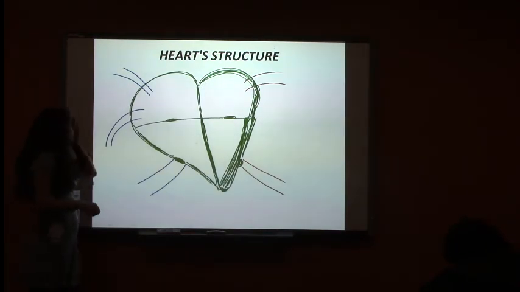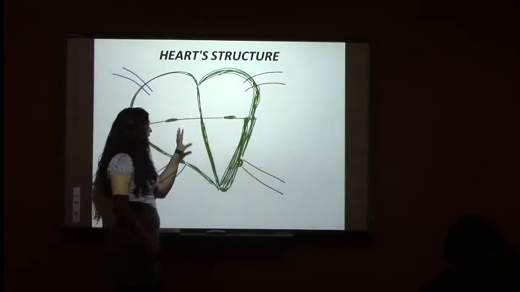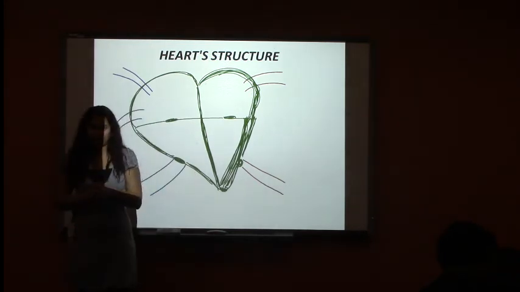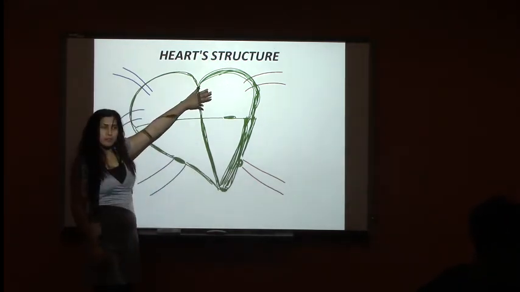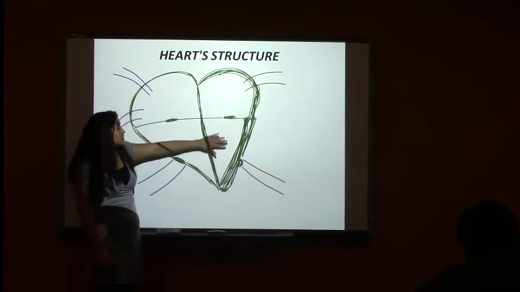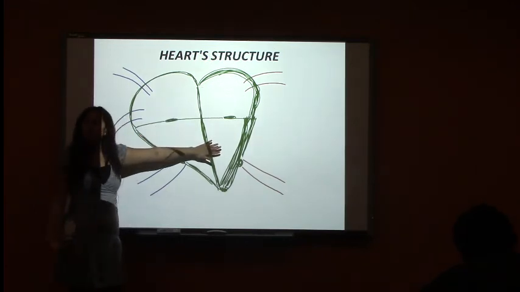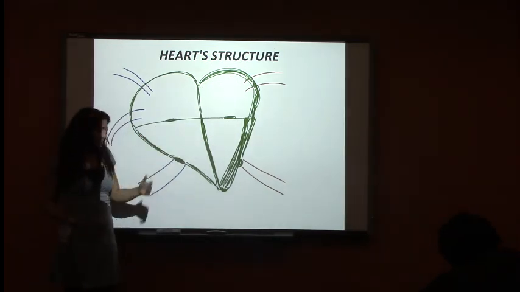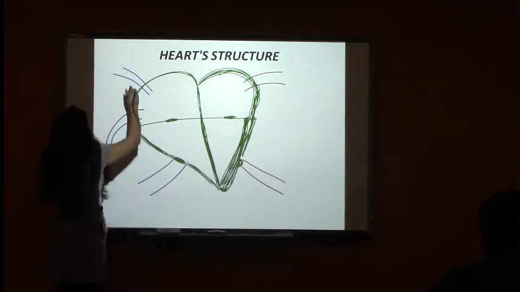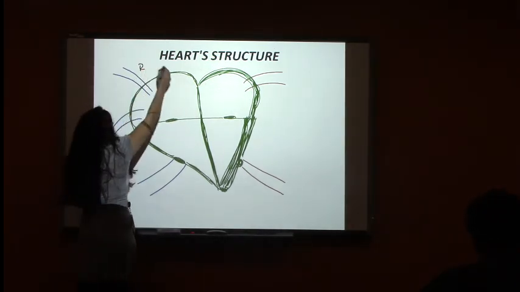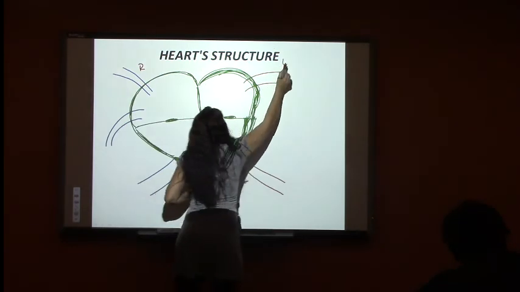Okay. Now, the heart basically contains 4 chambers. The top 2 chambers are called atria. The bottom 2 chambers are called ventricles. Now, depending on the side we're talking about, so let's say this is the right side and let's say this is the left side, okay?